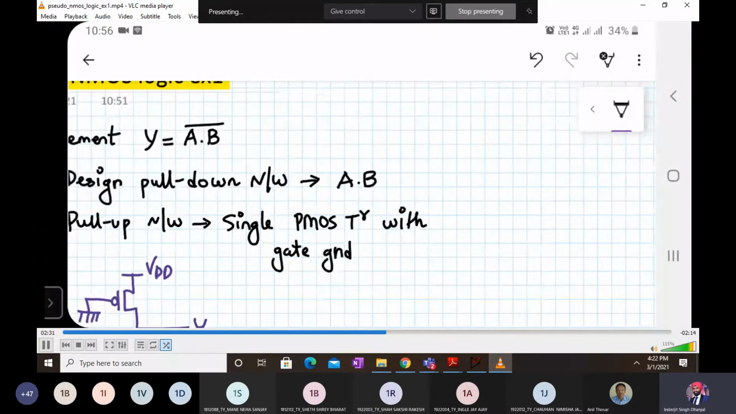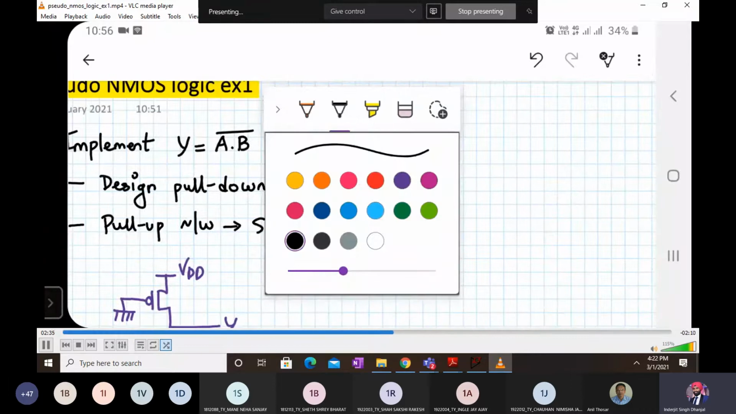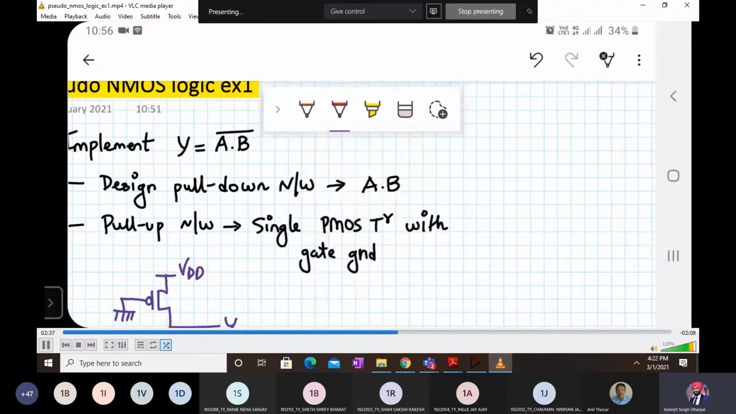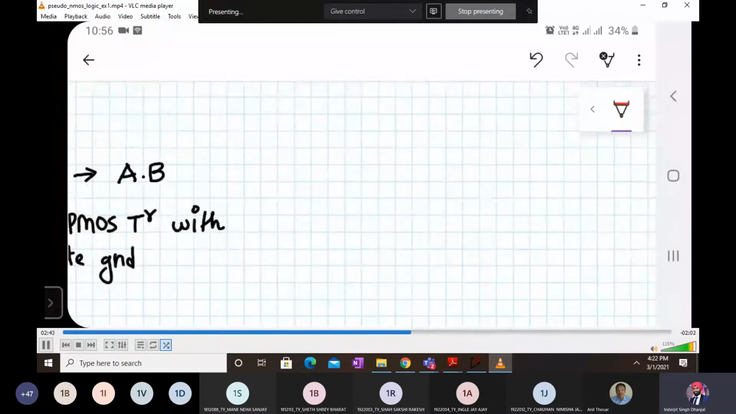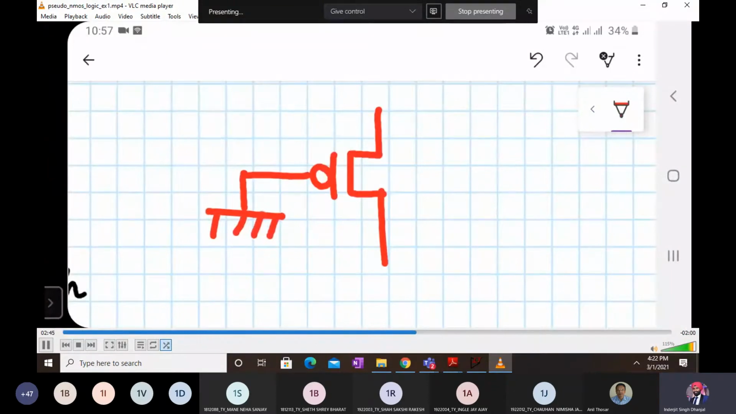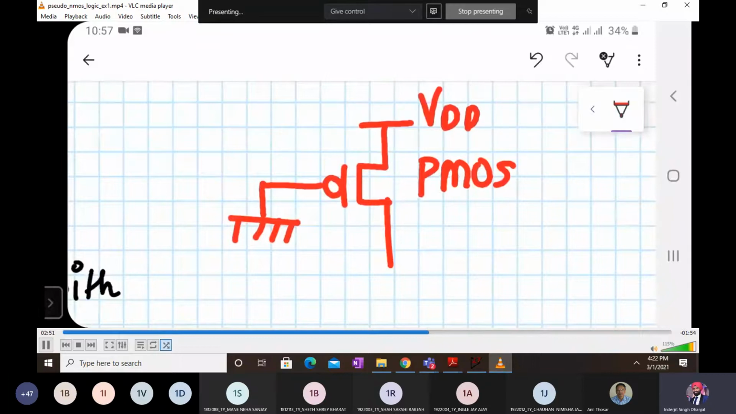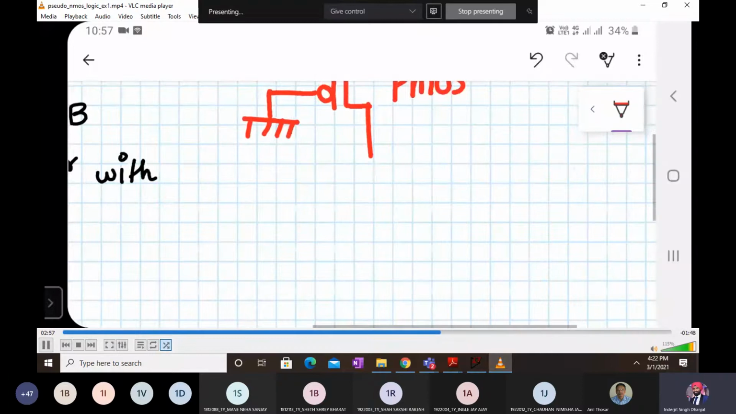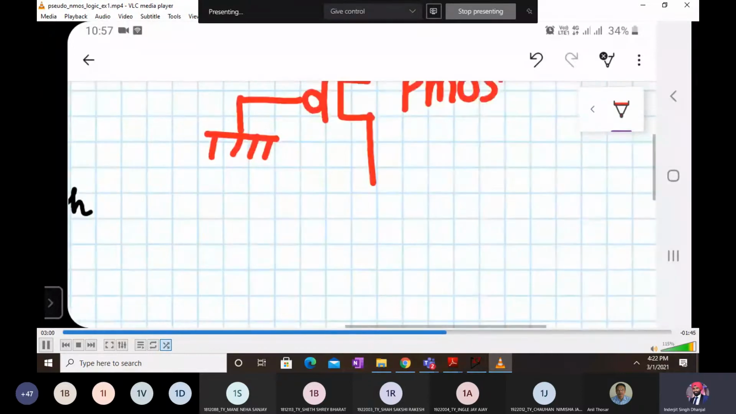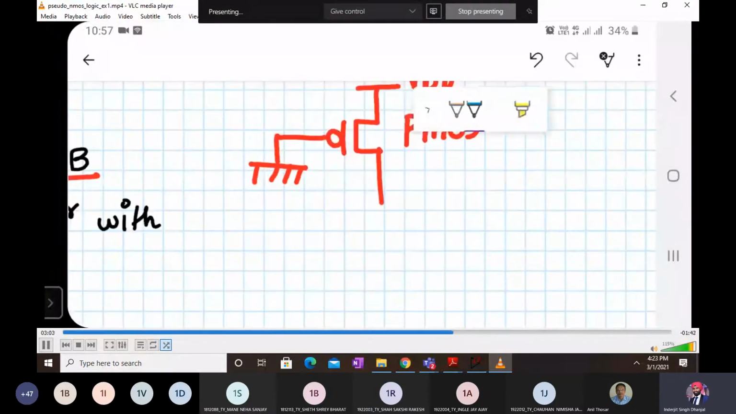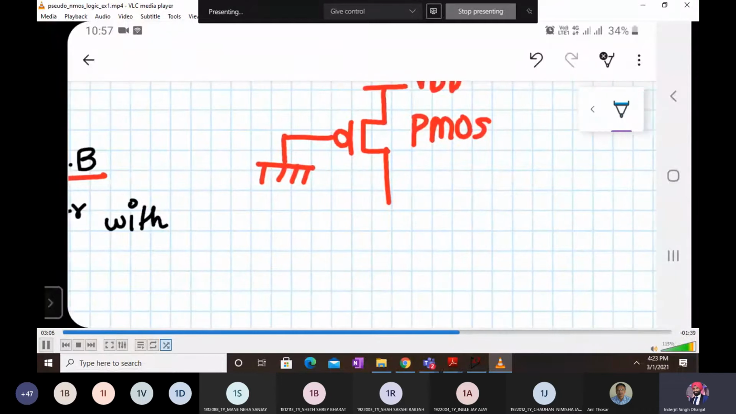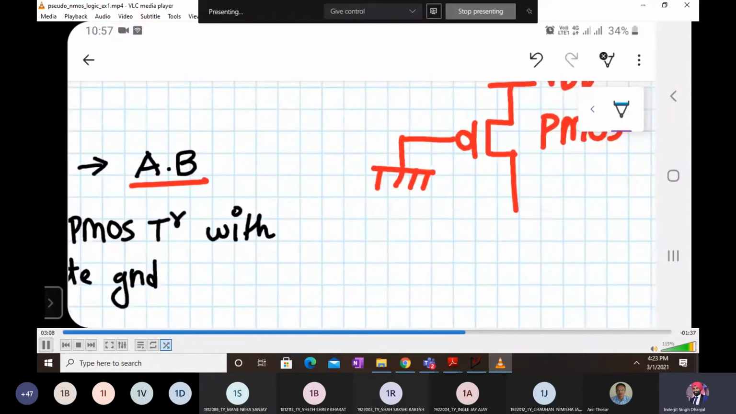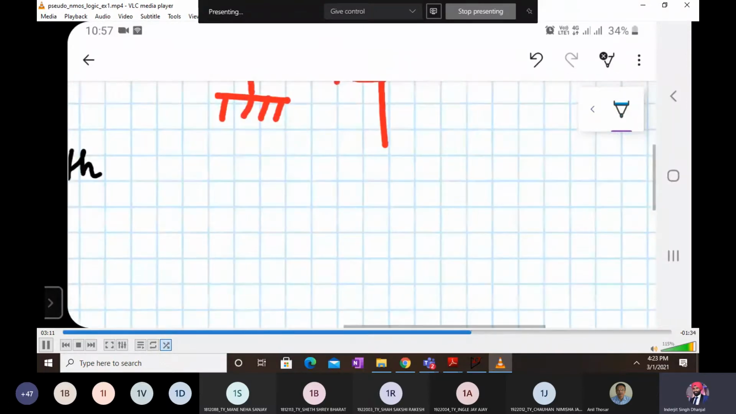So let us try to implement this now. Let me take the color as, let's say, red, and first draw the pull up network. So this is my pull up network. The gate will be grounded. This indicates that the PMOS transistor is always in the on state. So this is your VDD, and let's now draw the pull down network. The pull down network is nothing but A dot B. Let me use a color, let's say blue. For the pull down network, we have A dot B, that is two transistors will be in series. So we will draw like this.